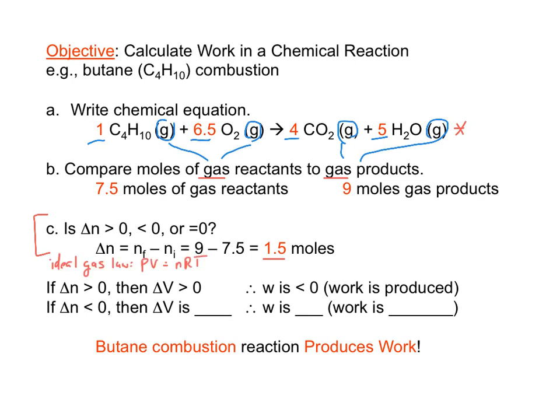Now, the ideal gas law tells us n is directly proportional to V. So if delta n is greater than 0, that means delta V is also greater than 0. Therefore, work is less than 0, which means work is produced. If delta n is less than 0, stop the video and fill in those blanks.